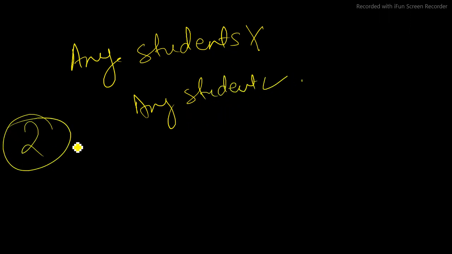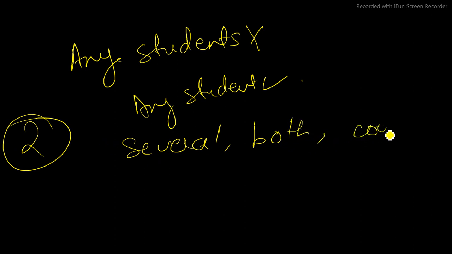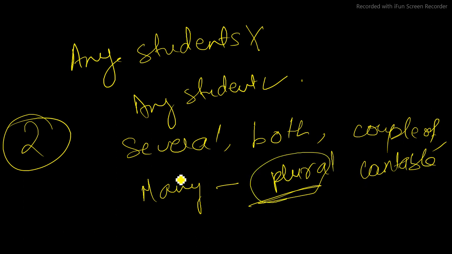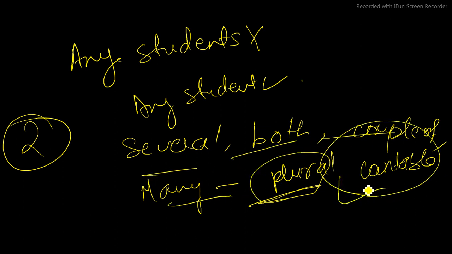Second, after these four words, we have words like several, both, a couple of, many. These are going to be used with the plural countable noun. It is going to be plural because the words several and both indicate plural form, plus it should be a countable noun. Several milks will be wrong.